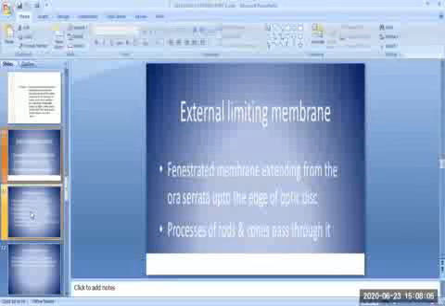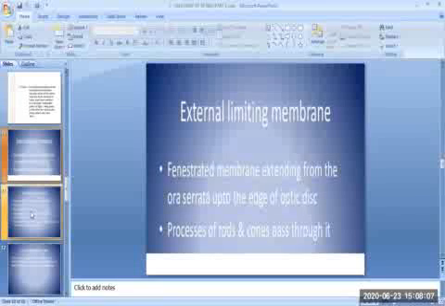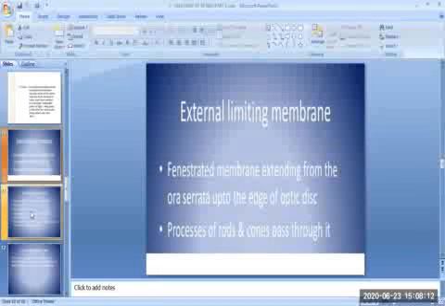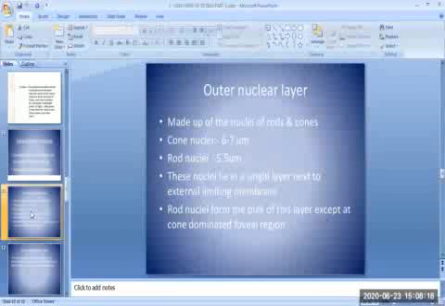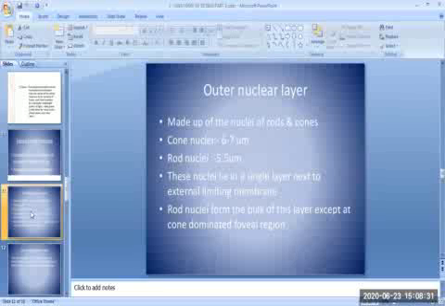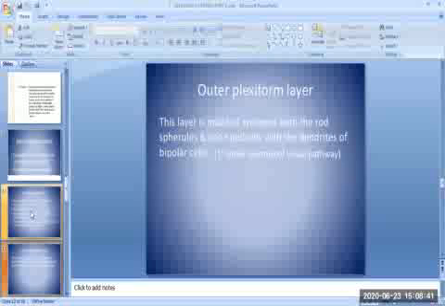The external limiting membrane is a fenestrated membrane extending from the ora serrata up to the edge of the optic disc, and the processes of rods and cones pass through it. The next layer is the outer nuclear layer. It is made up of the nuclei of the rods and cones. The cone nuclei have a dimension of 6 to 7 micrometers, and rod nuclei are 5.5 micrometers. These nuclei lie in a single layer next to the external limiting membrane. Rod nuclei form the bulk of this layer except in the cone-dominated foveal region.